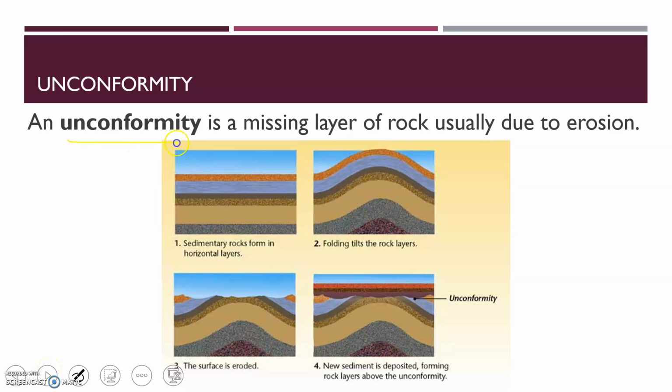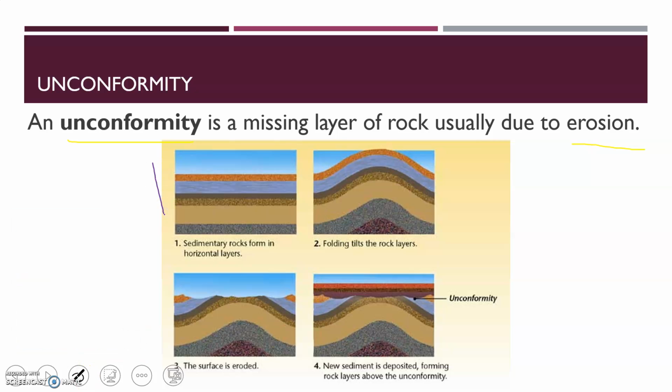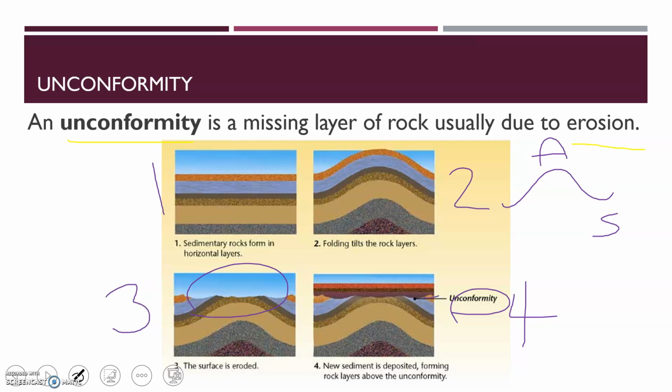All right, so an unconformity is a missing layer of rock due to erosion. So basically, sedimentary rocks form in horizontal layers, like Exhibit 1, okay? Then the rock layers are going to get tilted. This is going to happen due to folding, and that's that arch shape. And we'll talk about that in a minute. This is an anticline. It's like an arch, and this is the syncline. The surface then gets eroded, and then eventually the unconformity is going to happen here when the new item is deposited on top, filling in the gap from number 3.